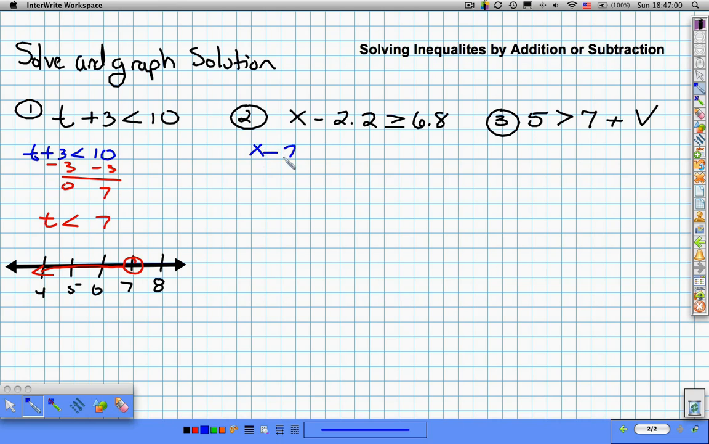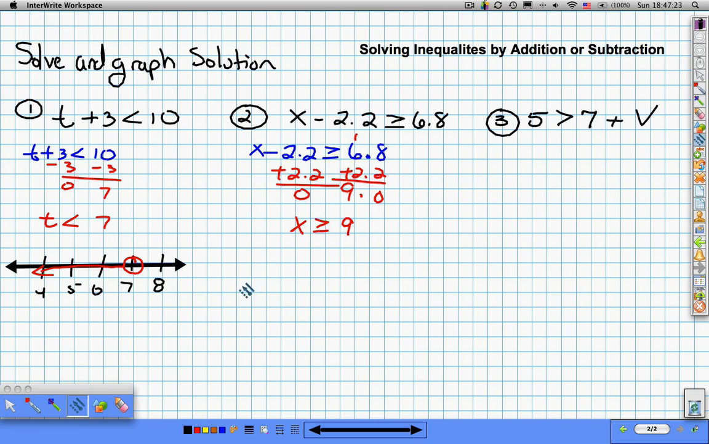Again, I'm going to rewrite my problem here. And if I think of this as just a general equation, in this case my inverse operation would be to add 2.2 to both sides. When I do that, I get 0 here, and I would get 9, because if I carry, as I'm showing here, I'm going to get 9. So my problem is x is greater than or equal to 9.